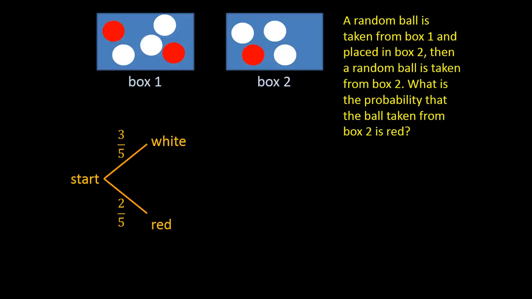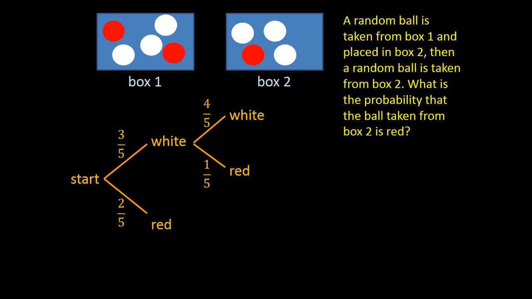So once we've taken a ball from box 1, we're going to put that ball in box 2. So let's suppose that the ball we took from box 1 is white. That ball is going to go into box 2. So now if we look at box 2, it has 5 balls in it. Some are white, some are red. 4 of the balls are white and 1 of the balls is red. So we have a 4/5 probability of choosing a white ball and a 1/5 probability of choosing a red ball.